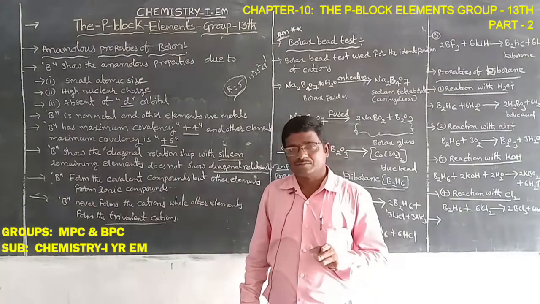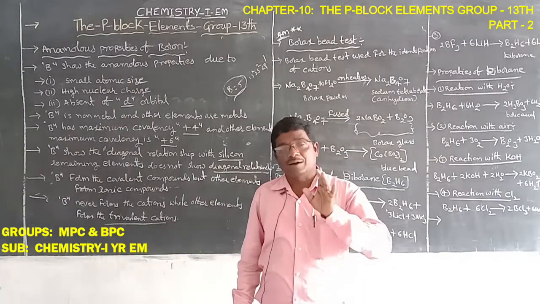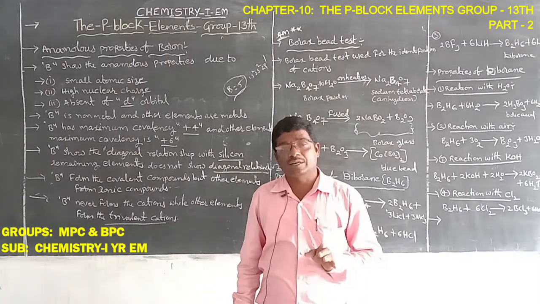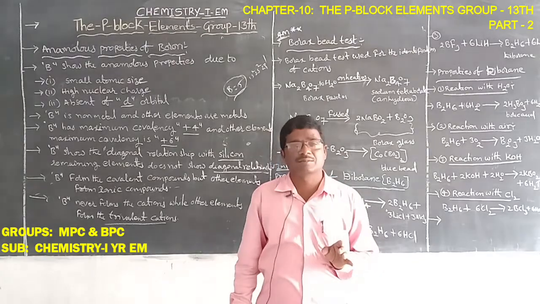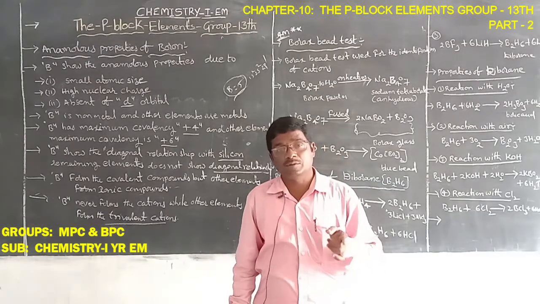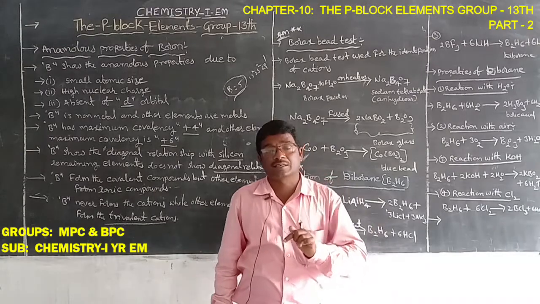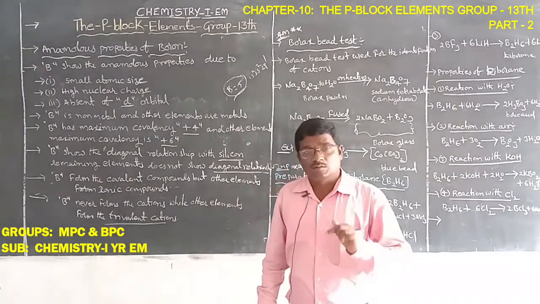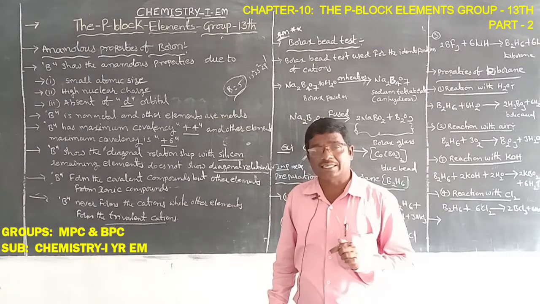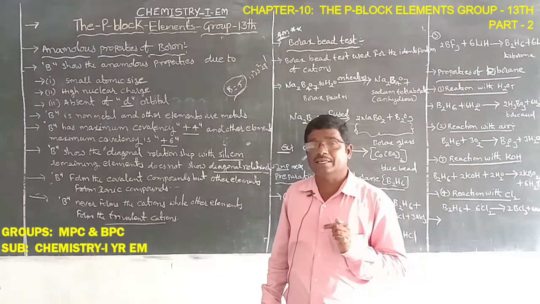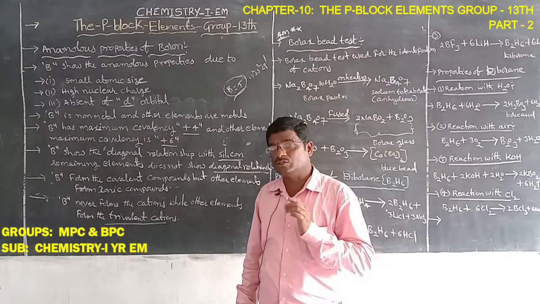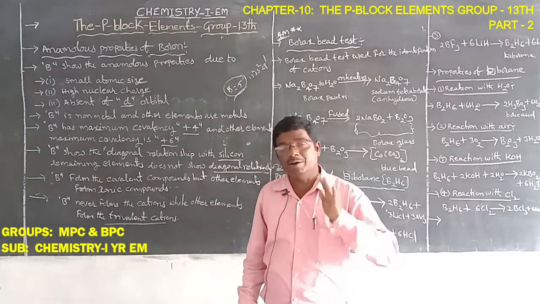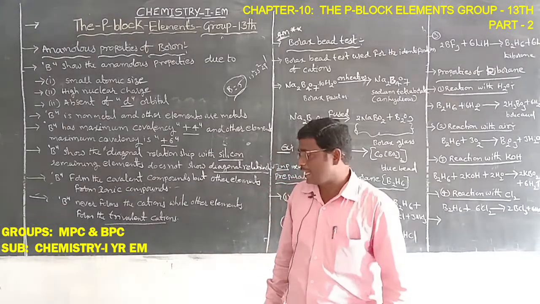Next one, boron forms covalent compounds, and the remaining elements do not form covalent compounds; the remaining elements do not form ionic compounds. Next one, boron does not form a cation, and the remaining elements form trivalent cations. Those are also known as the anomalous properties of the cations.